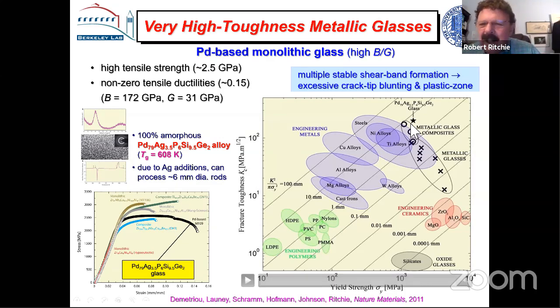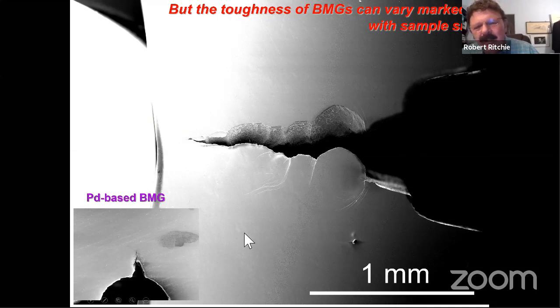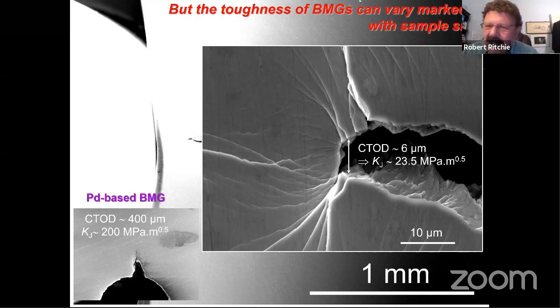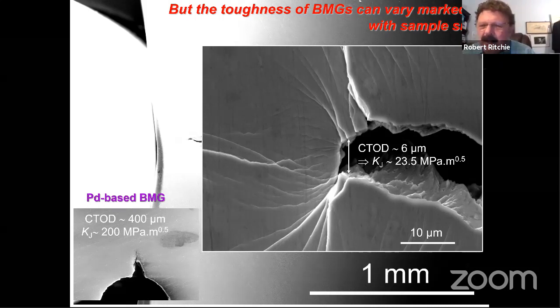But subsequently, we looked at this material, and we did a number of tests in different sizes. We got more material from Germany. And we found that in the small samples, we got toughnesses of 200 megapascal root meters. But when we did the same material in a larger sample, we got toughnesses of 23 megapascal root meters. Now that's quite a huge variation in toughness, quite frankly. This is not unusual for metallic glasses, but nevertheless, it is a little bit too much to deal with. So something was a little bit remiss here.